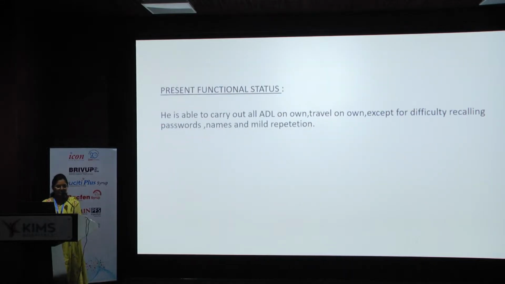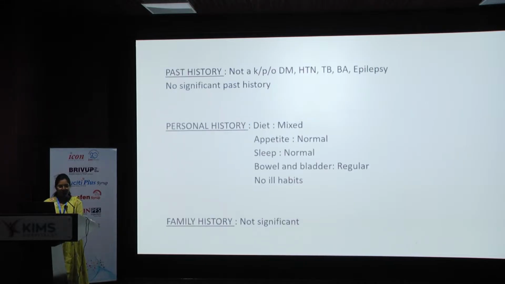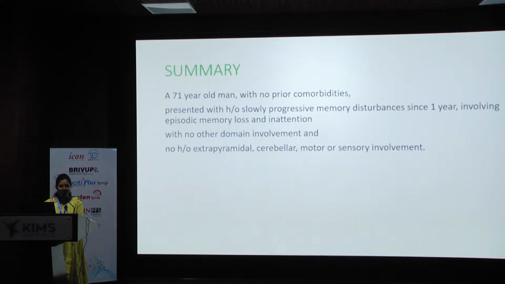Present functional status: he is able to carry out all his activities of daily living on his own, travel on his own, except for difficulty recalling passwords, names, and mild repetition. Past history: he is not a known patient of diabetes, hypertension, tuberculosis, or epilepsy. No significant past history. Personal history: he takes a mixed diet, appetite, sleep, bowel and bladder habits are regular, no ill habits. Family history is not significant.